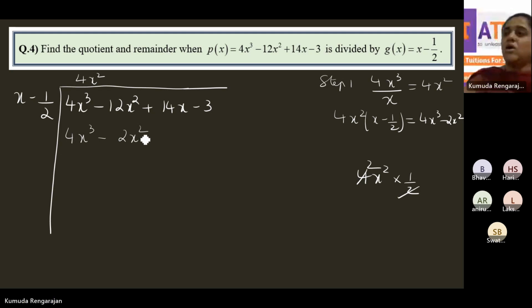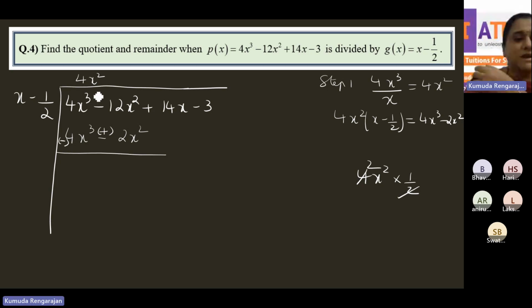Write that here. What do you do always? You should write this and subtract. Whenever it is division, we subtract. So to subtract, you should change the signs. Plus 4x cubed becomes minus 4x cubed, and minus 2x squared becomes plus 2x squared. 4x cubed minus 4x cubed gets cancelled.